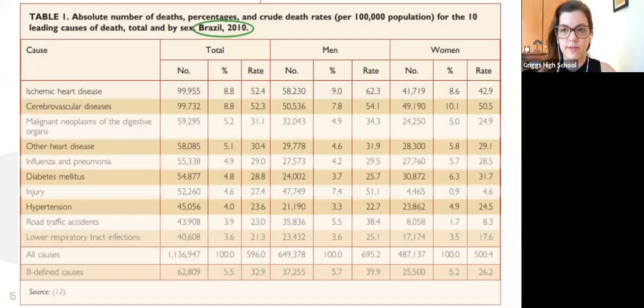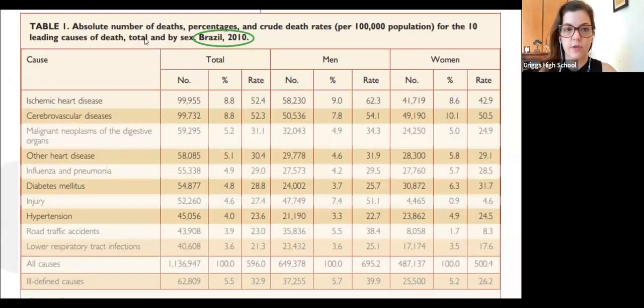So we have this table. This is from Brazil. Absolute number of deaths, percentages, and crude death rates per 100,000 population for the 10 leading causes of death, total and by sex in Brazil, 2010. So here is a cultural link. I'm bringing information about Brazil now.